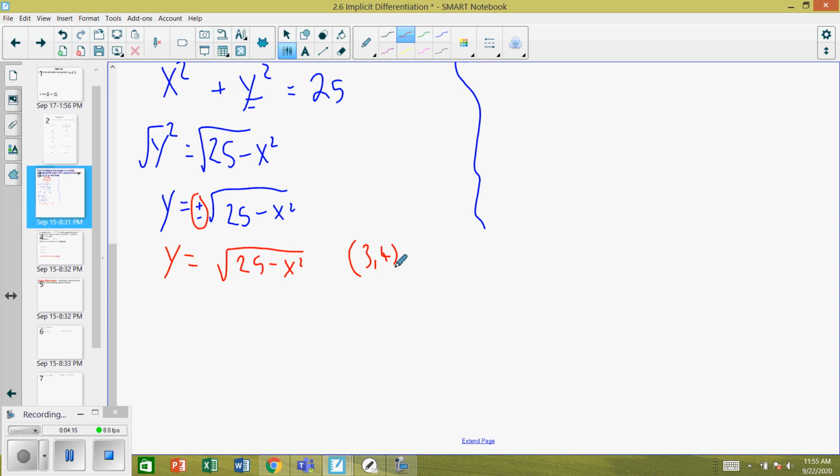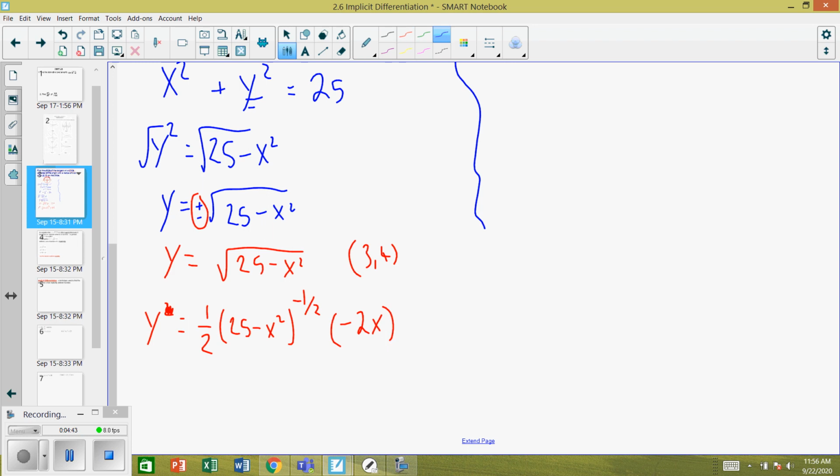So y prime is going to equal, not y squared, y prime is going to equal. Remember, the chain rule says to bring down the power of 1/2. We leave the quantity inside the fraction untouched, and we subtract 1, so it's going to be negative 1/2. And then multiply by the derivative of the inside, which is negative 2x. So that's the derivative using the chain rule.